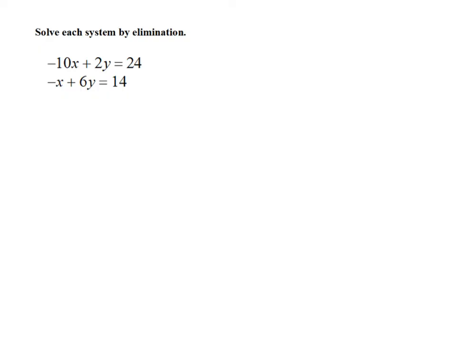Our example gives us the system negative 10x plus 2y equals 24 and negative x plus 6y equals 14. If I want to solve the system, you can choose to go about it a number of different ways. If I wanted to make the x terms cancel out, I notice that if I multiply the bottom equation by negative 10, my original equation will stay as negative 10x plus 2y equals 24.